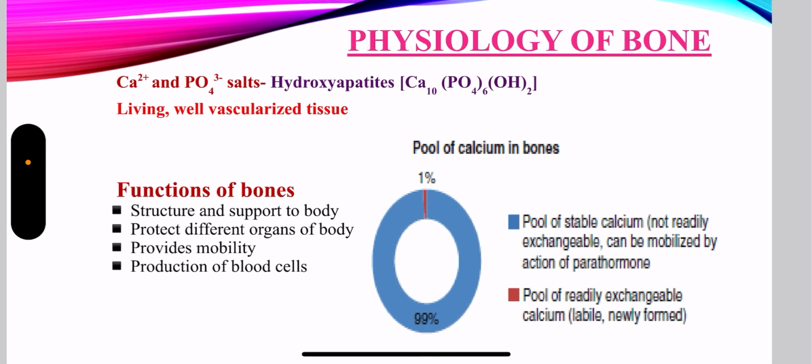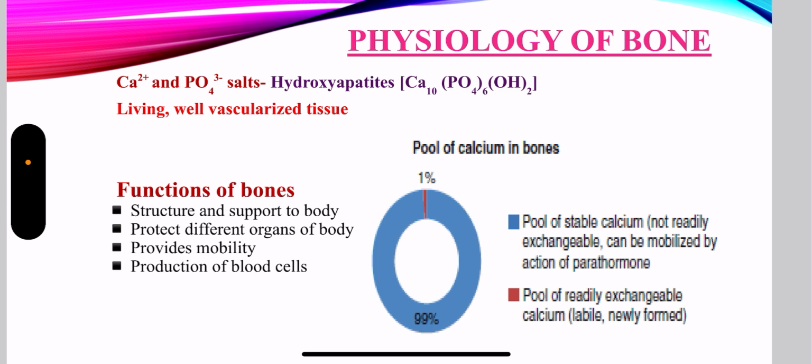So what is bone composed of? Bones consist of a special form of connective tissue, okay? Along with a collagen framework that is saturated with calcium and phosphate salts, mainly hydroxyapatites. You can see here the formula also. Basically, bone is a living and well vascularized tissue. Why well vascularized? I'm using the term well vascularized because the total blood flow is around 200 to 400 milliliter per minute in adults.